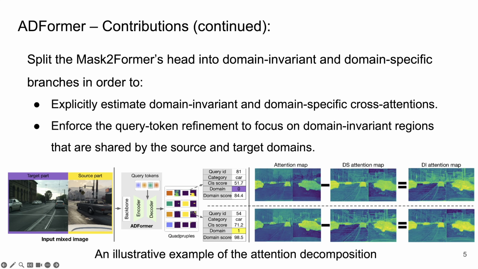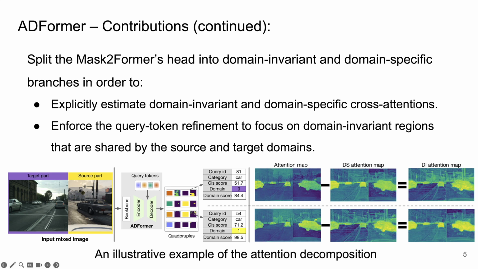Another contribution of ADFormer is that it splits the ADFormer's head into domain-invariant and domain-specific branches in order to explicitly estimate domain-invariant and domain-specific cross-attentions, and thus enforce the query token refinement to focus on domain-invariant regions that are shared by the source and target domains.